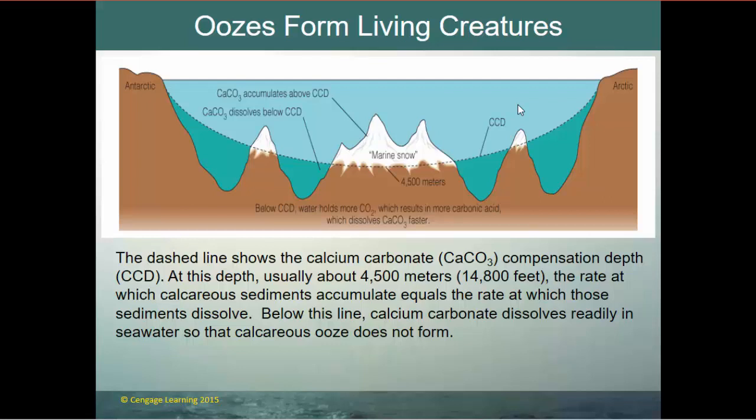and you get those marine snows. And below the CCD, water holds more CO2 because gases dissolve more easily in colder water, and that results in more carbonic acid, which dissolves the calcium carbonate faster. So above that 4,500 meter line, there's less CO2 in the water, which means there's less carbonic acid in the water, which means the calcium carbonate, the calcium shells, they don't dissolve, and they rain down on the seafloor as a marine snow.